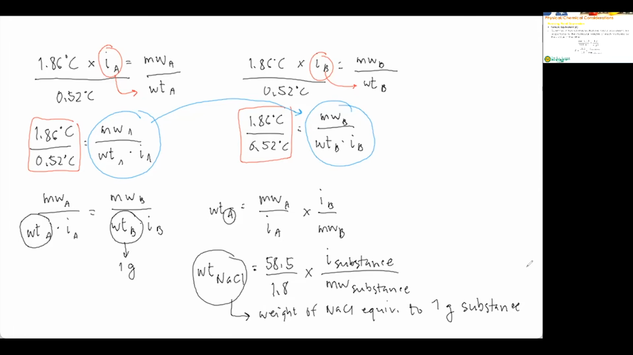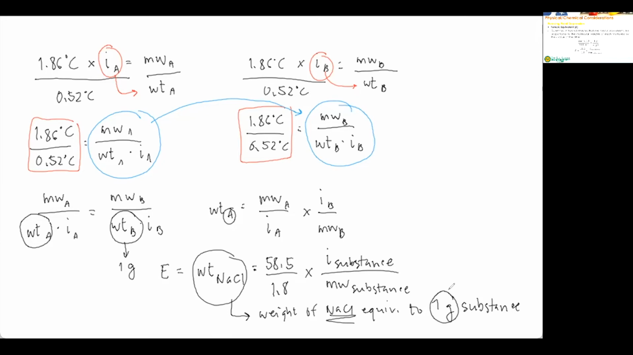So according to this, quantities of two substances that are tonic equivalents are proportional to the molecular weights of each multiplied by the I value of the other. And this is also the E value, or once again, the sodium chloride equivalent. Take note that the E value, or the sodium chloride equivalent, is the weight of sodium chloride that has the same tonic effect as 1 gram of another substance.